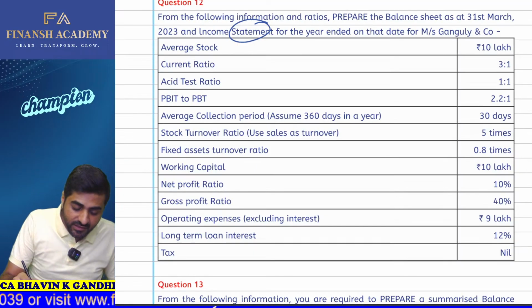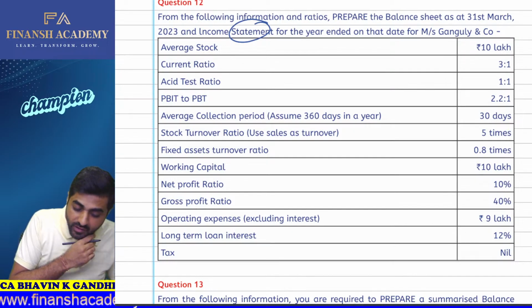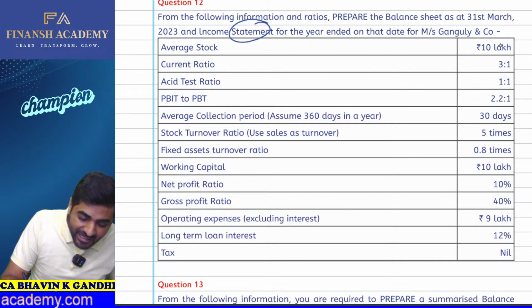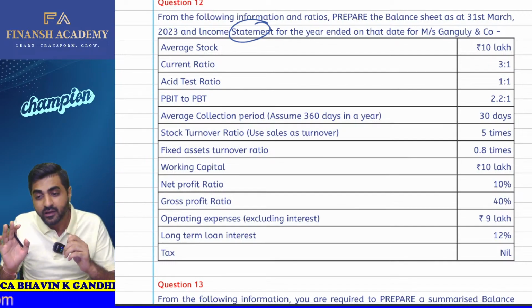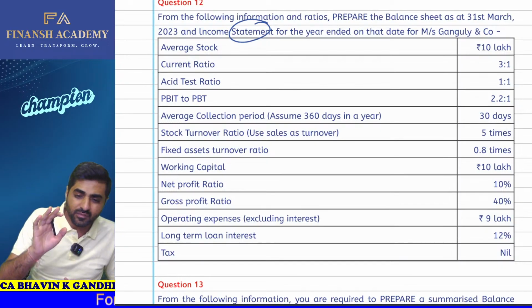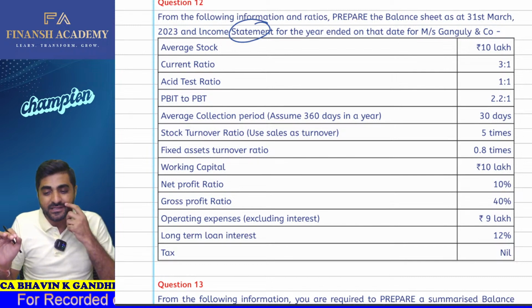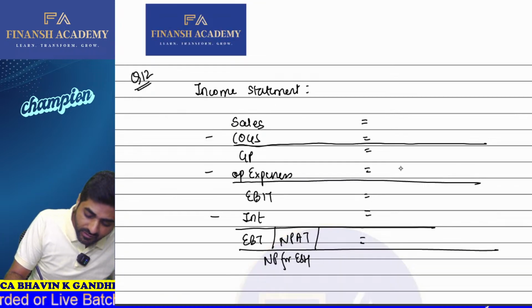Now, my dear students, what is the data which is given to you? First of all, let us just check. Readily available data is average stock. No, sorry, average stock I cannot take into consideration. Okay. We have the data which is pertaining to operating expenses, that is nothing but 9 lakhs. So at least I can write down here 9 lakhs.